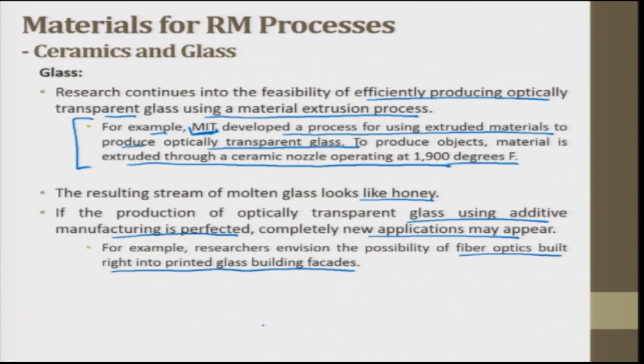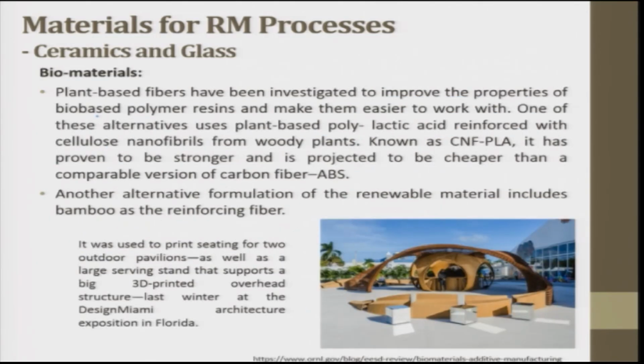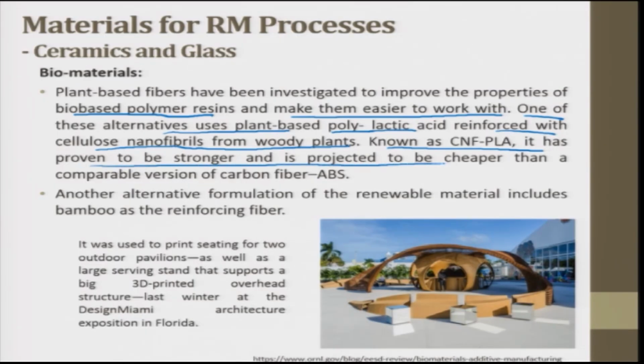So, these are the general materials which are used in additive manufacturing. Other than these, there are biomaterials which are being used. Plant-based biofibers have been investigated to improve the properties of bio-based polymer resins and make them easier to work with. One of these alternatives uses plant-based polylactic acid reinforced with cellulose nanofibrils from woody plants, known as CNFPLA. It has proven to be stronger and is projected to be cheaper than a comparable version of carbon fiber ABS material. So, plant-based fibers are being used.